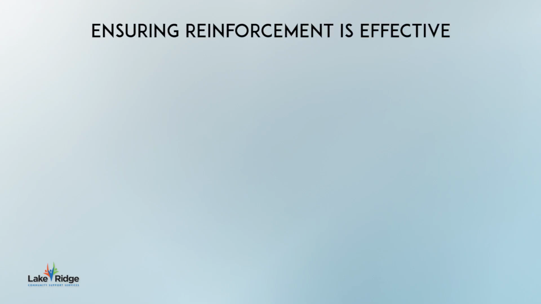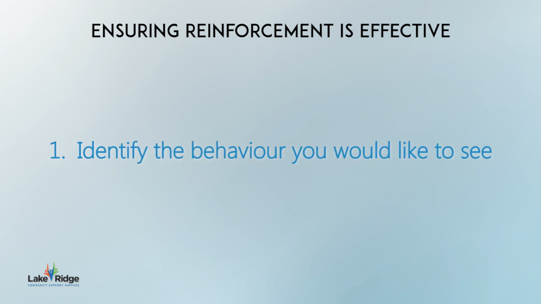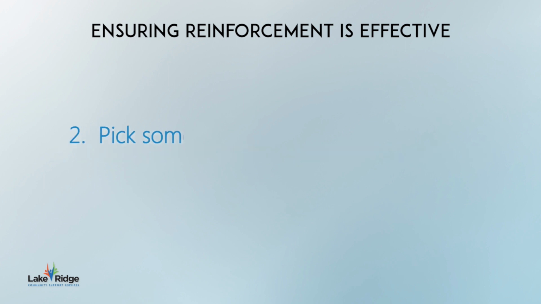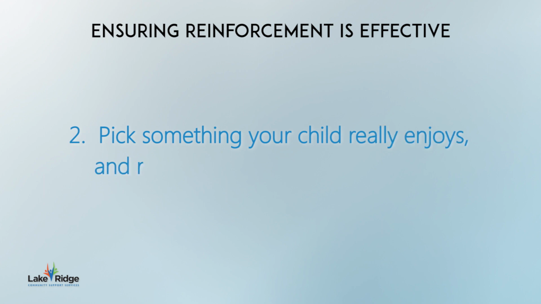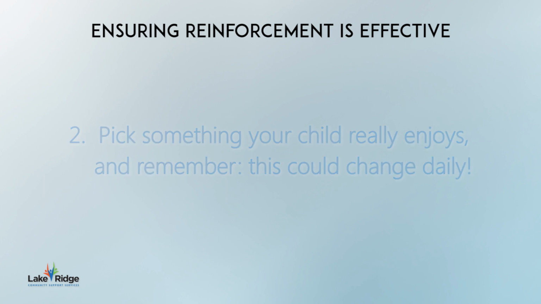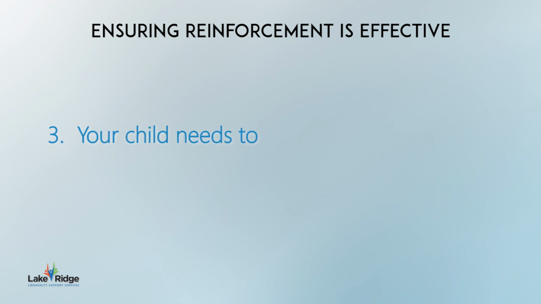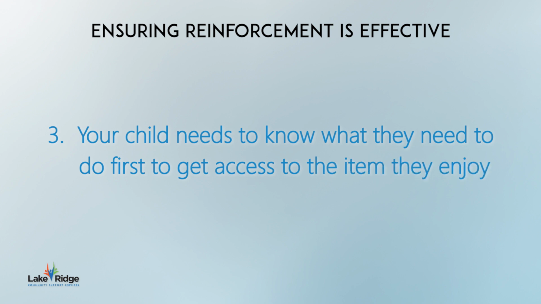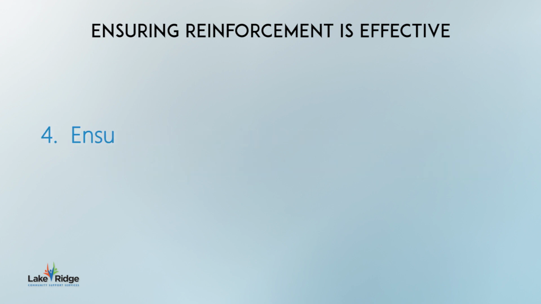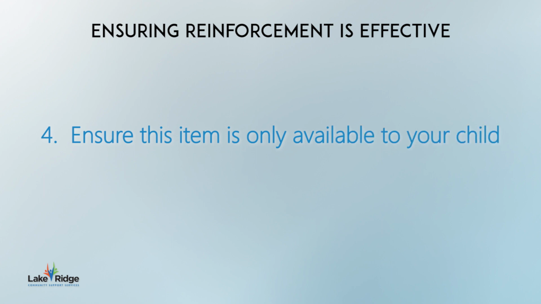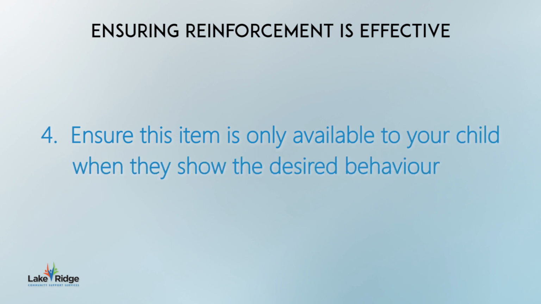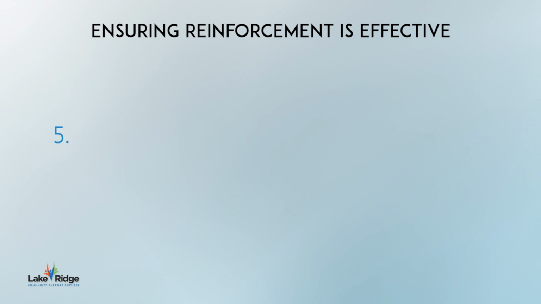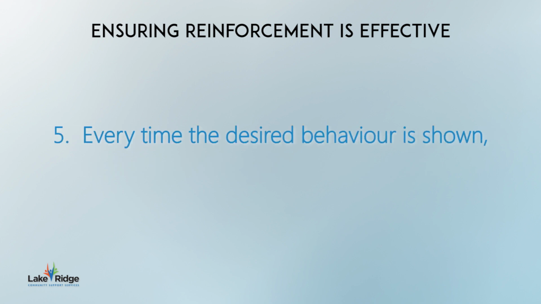How do we ensure reinforcement is effective? 1. Identify the behavior you would like to see. 2. Pick something your child really enjoys. And remember, this could change daily. 3. Your child needs to know what they need to do first to get access to the item they enjoy. 4. Ensure this item is only available to your child when they show the desired behavior. 5. Every time the desired behavior is shown, provide the preferred item.